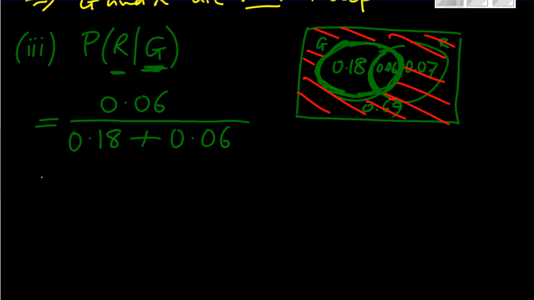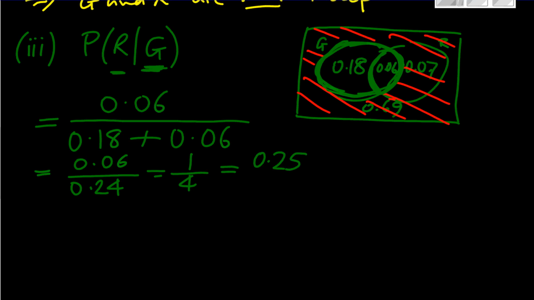Okay, which is going to bring us back to 0.06 over 0.24. The 24 you might recognize from the start of the question, where they told us that the probability of going to the gym was 0.24. That simplifies as fractions as 1 over 4, 0.25. So that is a way of using our Venn diagram to give us our answer.